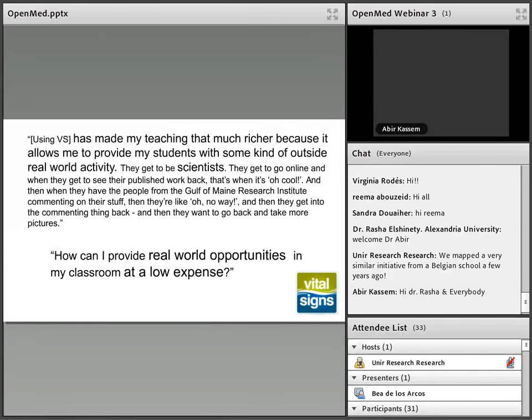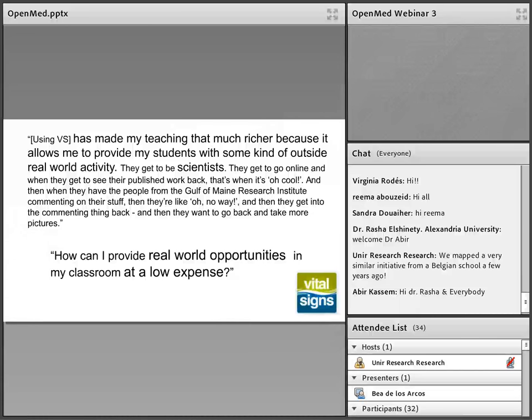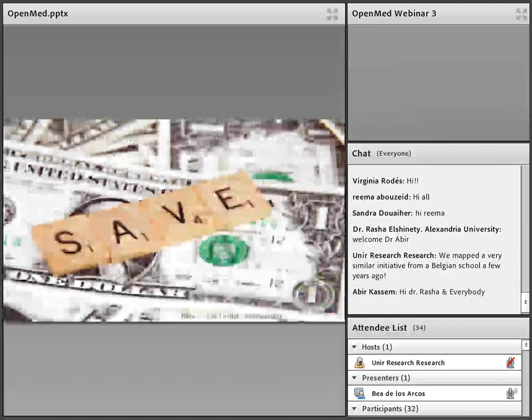At the same time, they're creating a community that mixes the students, the teachers, the scientists, and the normal public, because this is available for everyone. You could actually go in and participate if you wanted, or have a similar initiative in your region. So what the teacher says is, I can provide real world opportunities in my classroom at low expense. Low expense might not be a priority for some of you, but for many people it is something they have to bear in mind, because there aren't a lot of people out there with a lot of money to spend on education. And I'm talking about teachers, whether it is school or higher education.